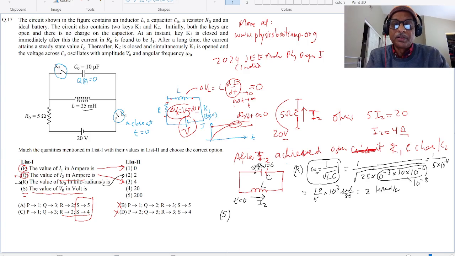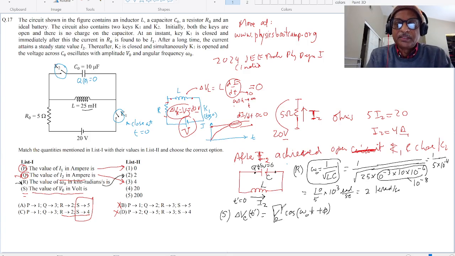what will be the voltage drop across here? Well, it's going to be oscillating, right, with some amplitude. So the voltage across C would vary with time, and it will have some amplitude V0, and then it's going to be sine or cosine omega 0 t plus some phase phi. Okay, so how do we figure out this thing?